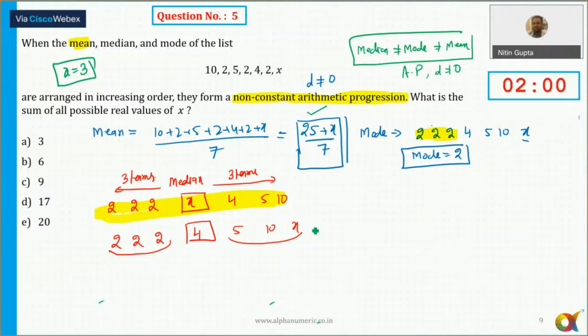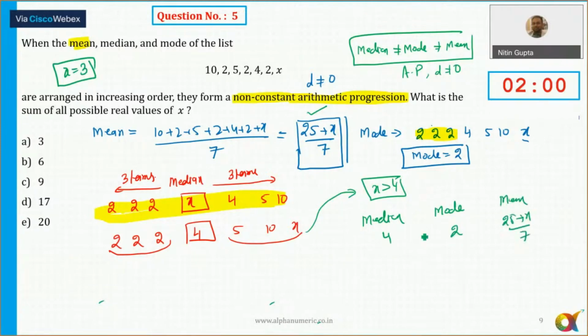So in this case, we know that my x is definitely greater than 4. My median is equal to 4. Mode is equal to 2. And mean is equal to (25 + x)/7. These three are forming a series of AP.